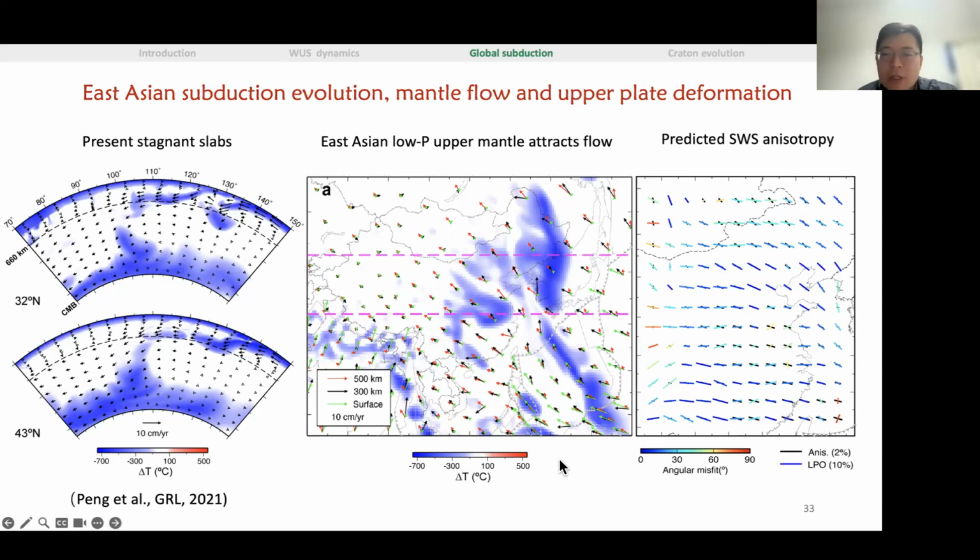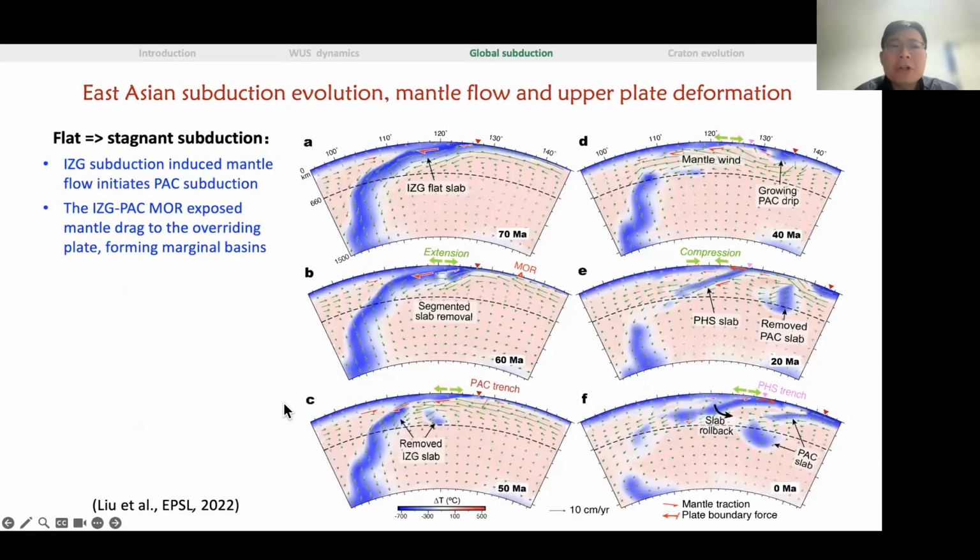Okay, good. So now, another aspect is this flat slab to stagnant slab transition seems to be pretty universal, at least for the two sides of the Pacific Ocean. During the flat to stagnant transition, we also observed something very interesting. That is for the Izanagi slab subduction, which is flat during the late Cretaceous, and then it basically broke. And part of the reason is because the mid-ocean ridge is coming, the slab becomes too weak to sustain a continuous, strong guide. And when that breaks, there's a very strong landward flow that we call a mantle wind, right?